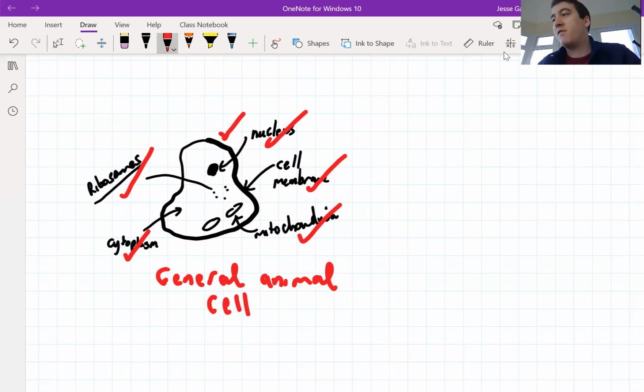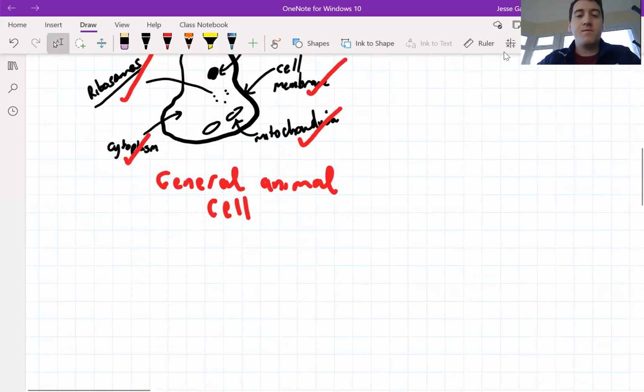But for the body to be able to function correctly, we have to have what we call specialized cells. Specialized cells are adapted to suit their function. So they have these adaptations, and adaptations are really just features that help the cell to do its job properly. So we're going to take a look at some specialized animal cells and how they are adapted to carry out their job.